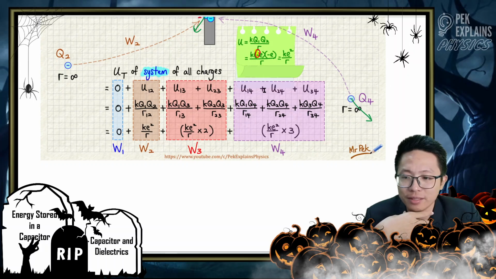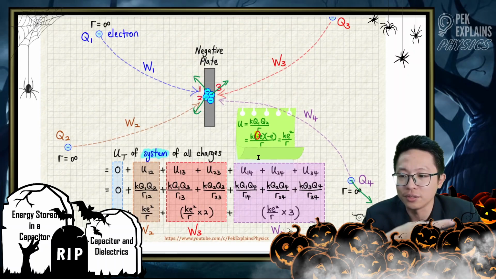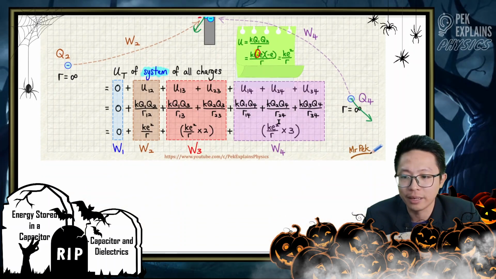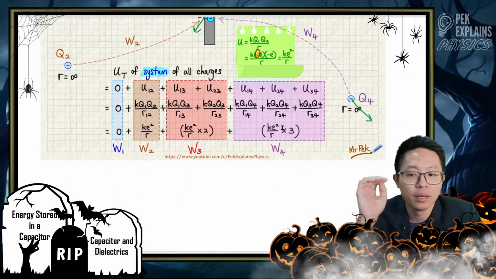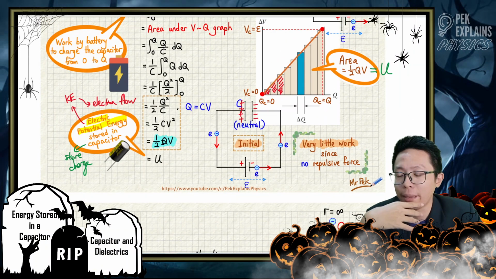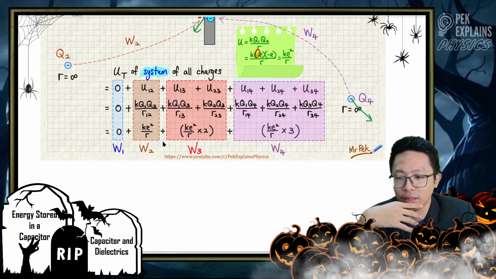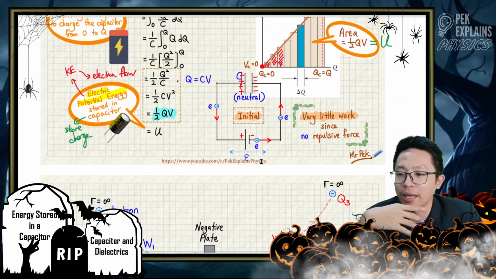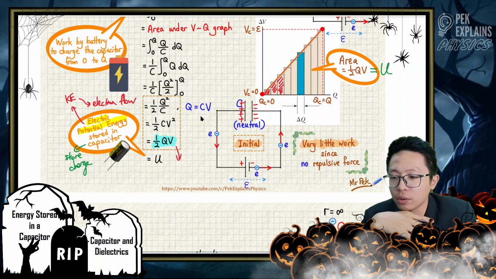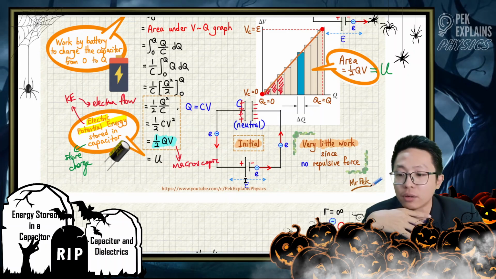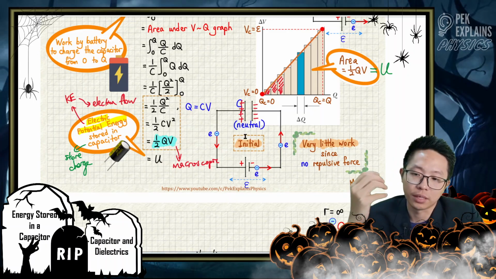How much more do you need to continue the list? This is just 4 electrons. How about millions of electrons? You want to calculate by this microscopic way? Definitely not. We use the macroscopic way. This is the microscopic way to find the energy, and this is the macroscopic way to calculate the energy.